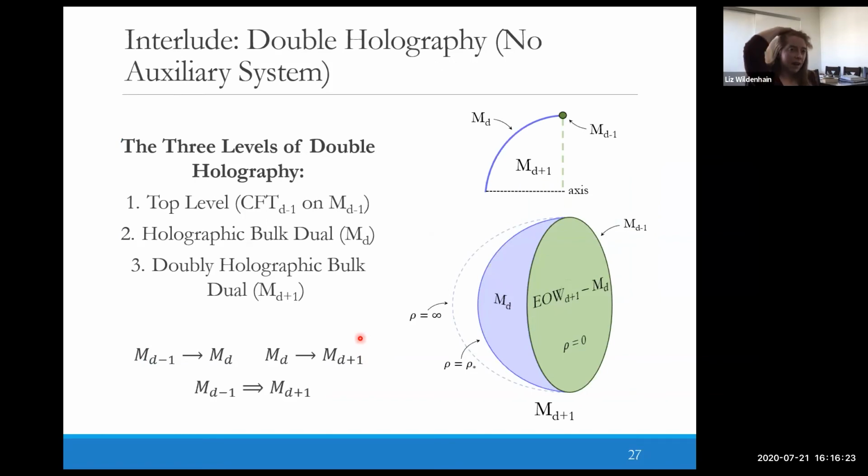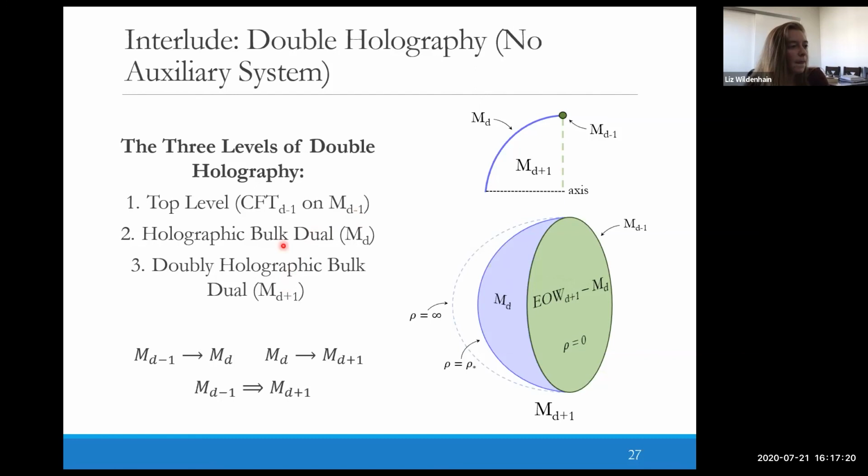So let me describe this idea of double holography without the auxiliary system first. So in usual holography, we just have two systems. We have a CFT, the way we've defined it, in D minus one dimensions, and then we have a bulk dual to it in D dimensions. And those two levels will be two of our three levels in double holography. The top level, as we call it, is the CFT D minus one. And that is in this picture, in this two-dimensional slice here, it's this green dot, and then in this 3D picture, it's defined on this ring here. And then the standard holographic bulk dual in D dimensions is depicted with this purple line. And then it's this purplish surface in the three-dimensional picture.